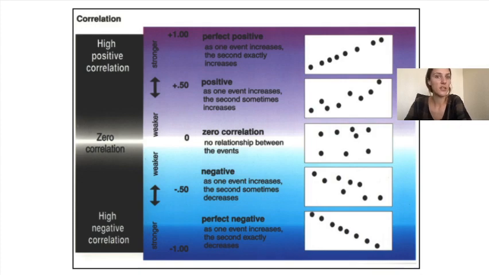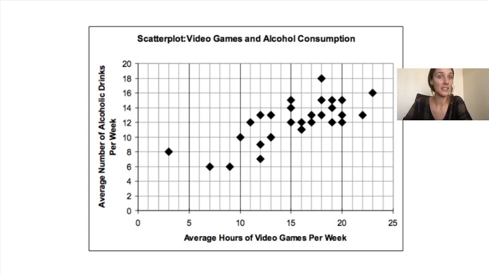So in addition to determining if a correlation is significant, we can describe the general shape and trend of the data, or the strength of the particular relationship. We'll look at just a couple cases of this. Here's a positive correlation, a scatter plot of video games and alcohol consumption. As one goes up, so does the other.